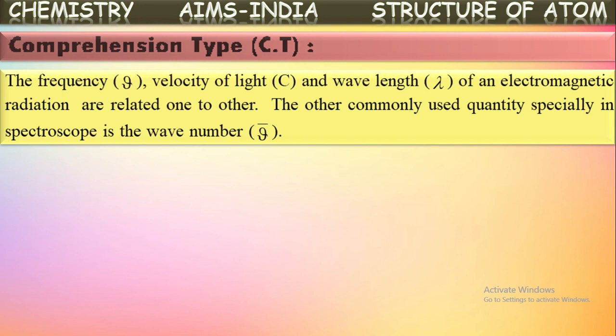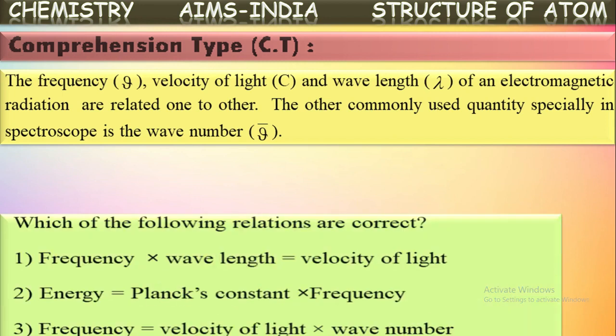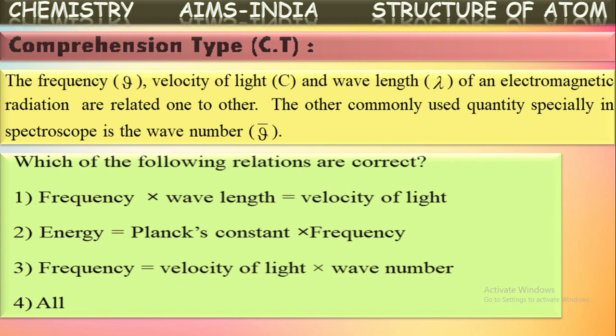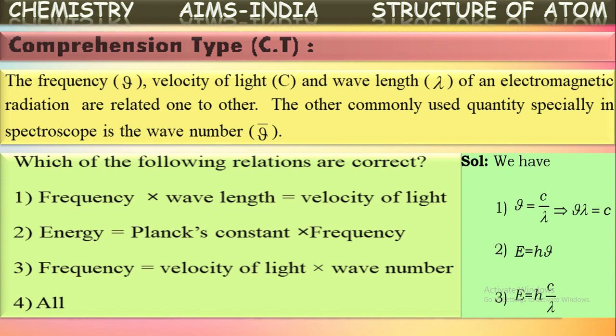So now these are the characteristics of electromagnetic radiations. These all are related one to another. What are those? Frequency, velocity of light, wavelength, and wave number. So based on these relations, they may ask questions here. Let us see the first one. Which of the following relations are correct? See, between these, some relations they have mentioned here. We have to find which are correct among these. Let us see them equationally. Nu is equal to c by lambda.